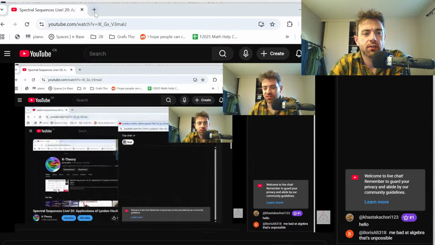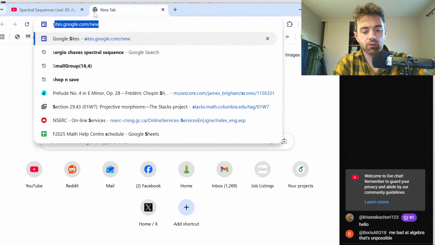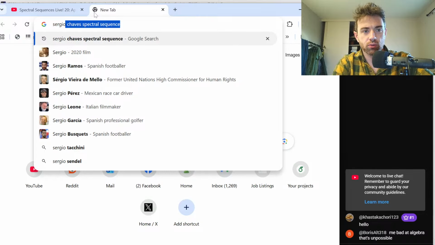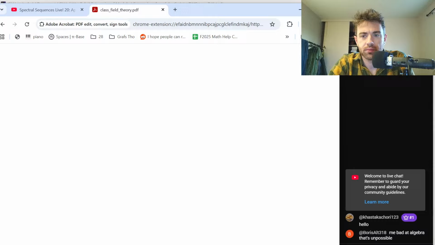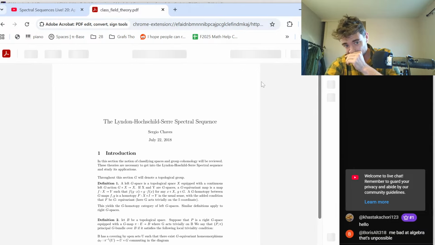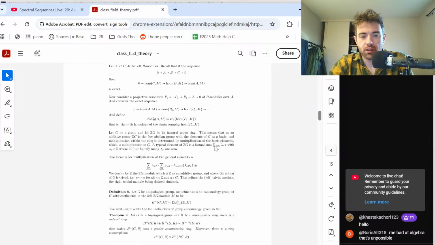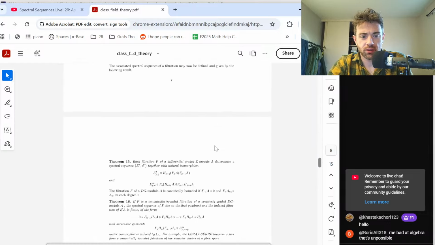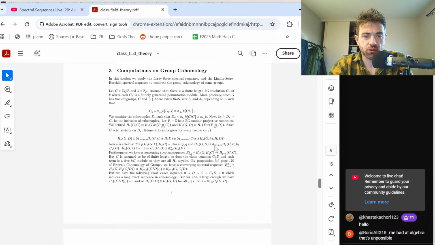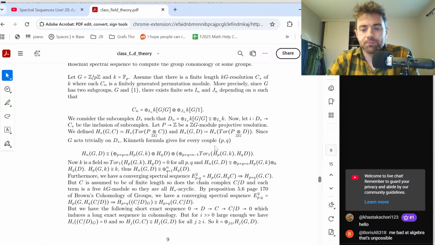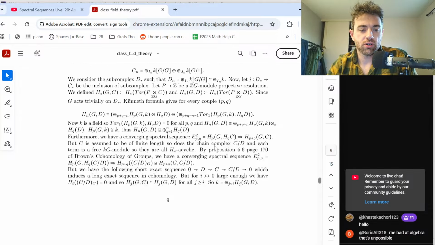Okay. What was this document? I think it was by Sergio. So, I think we were trying to look at some spectral sequence stuff to compute some quaternion stuff. Right?